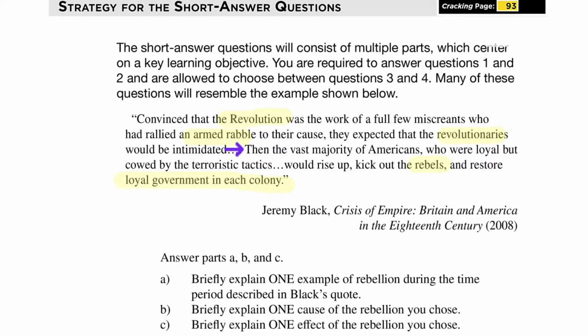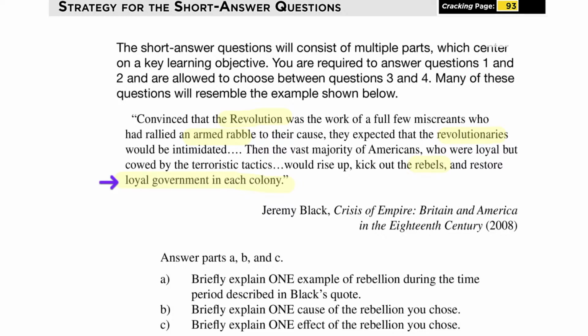Well, maybe Britain thought so, right? But the question is, were they loyal to the end? Probably not. Terroristic tactics. Okay, that's maybe how the British would have viewed the actions of those who fought the revolution. And they call them rebels. And here's the big tip off: colonies, right? So we're definitely talking about the American Revolution.